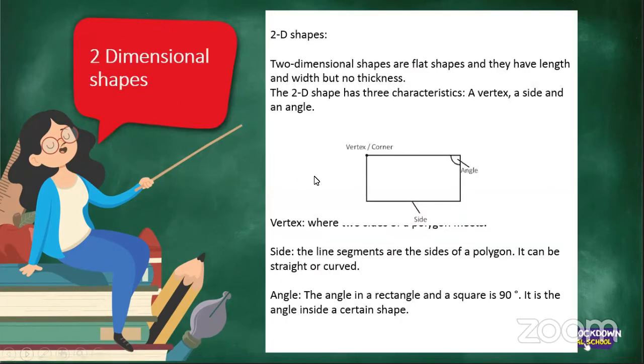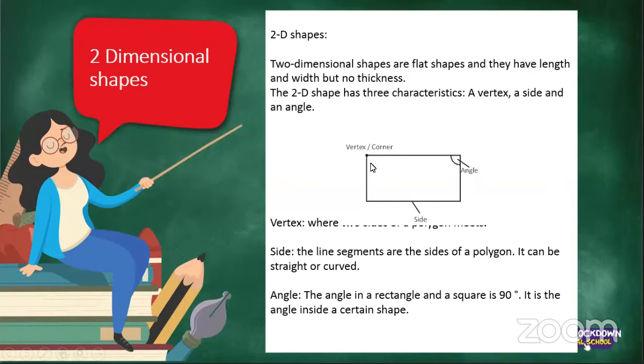But first, to recap what a 2D shape is: a 2D shape is a two-dimensional flat shape with length and width but no thickness. This is the length and this is the width. Now the 2D shape has three characteristics. It has a vertex, which is here. Then it has sides, which are all these four sides, the length and the width. And then it has an angle. The angles are the corners inside.